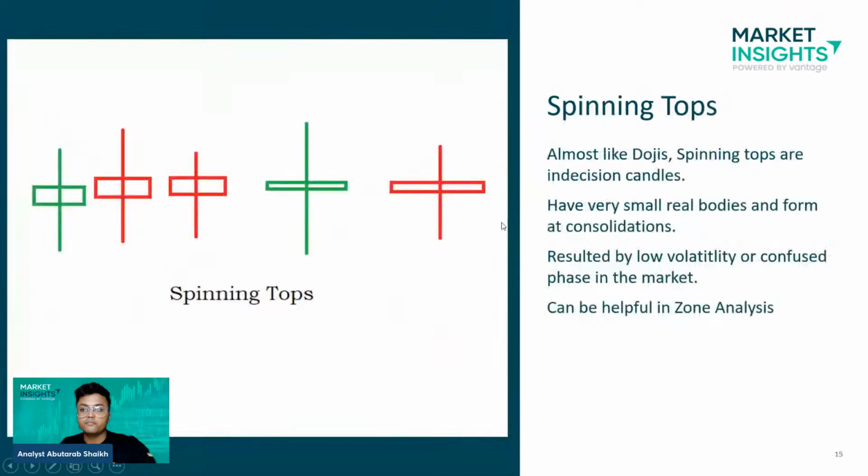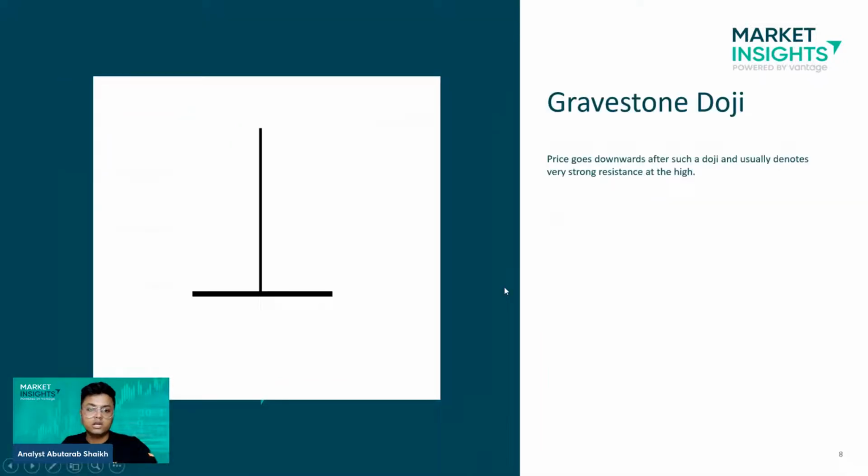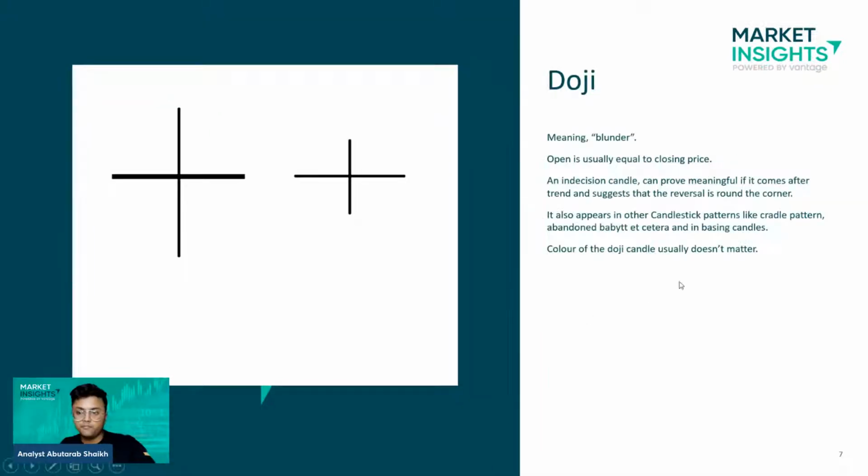I will show you. These spinning tops, right? They are almost like dojis. They are almost indecision candles. Nobody knows what is going to happen, but they help you in some manner. I will tell you how it will help you. Before that, we will continue with this.